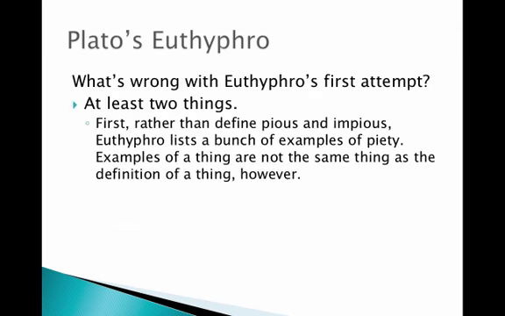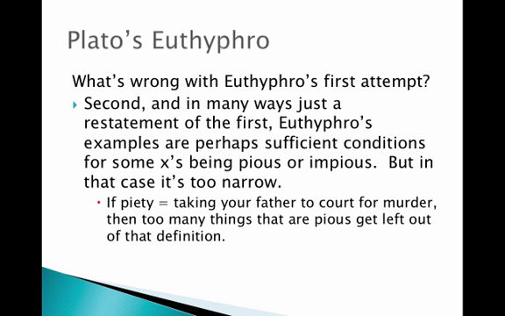Well, how successful was it? Well, at least two things. First, rather than define pious and impious, Euthyphro just lists a bunch of examples. Examples of a thing, though, aren't the same thing as a definition of a thing. And second, and in many ways just a restatement of the first, Euthyphro's examples are just sufficient conditions for some X's being pious or impious.